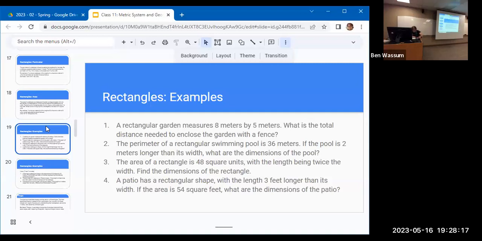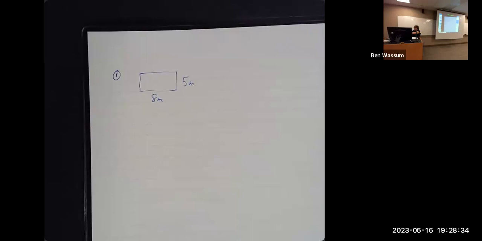So. Rectangles. Rectangular garden measures 8 meters by 5 meters. What is the total distance needed to enclose the garden with a fence? Well, there's a rectangle. Isn't it beautiful? It's not to scale. Just remember, your drawing can be as ugly as you want to write it, and then just write not to scale somewhere, and technically you're okay. Probably not, but you know.